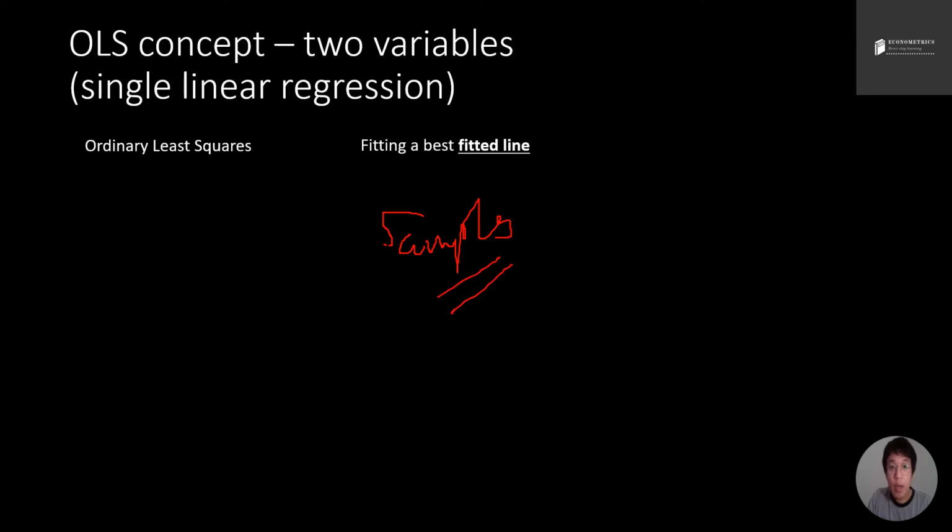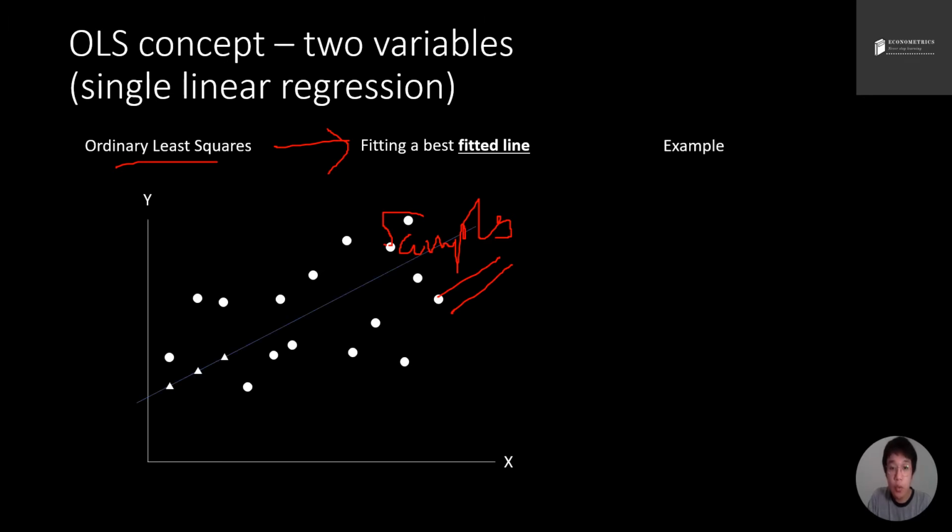In this case, OLS is just the abbreviation of ordinary least squares, and the concept of OLS is just fitting the best fitted line to represent a linear relationship between two variables. Let's draw a scatter plot to illustrate this notion.